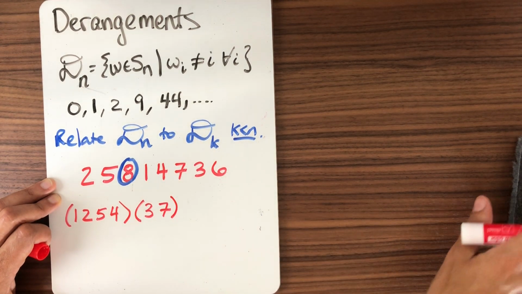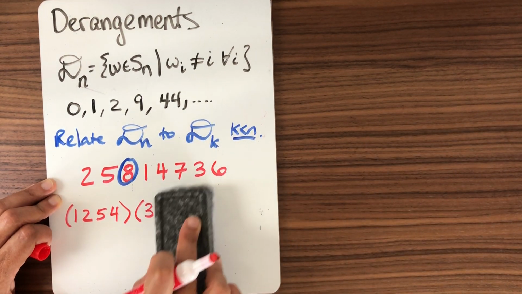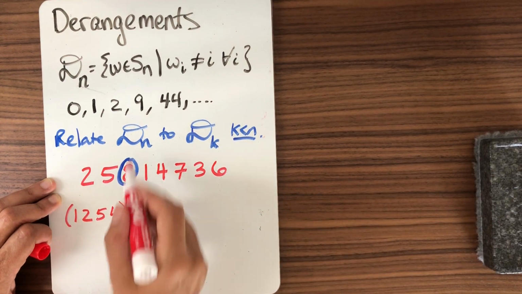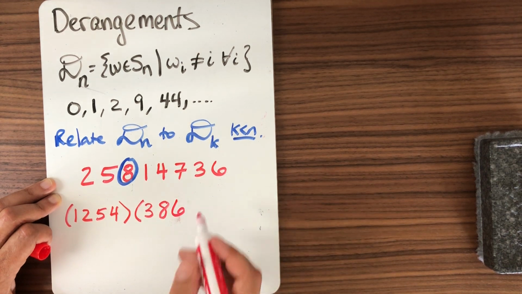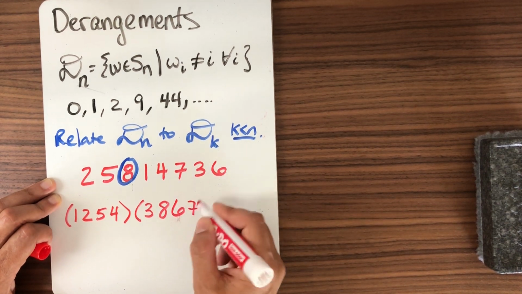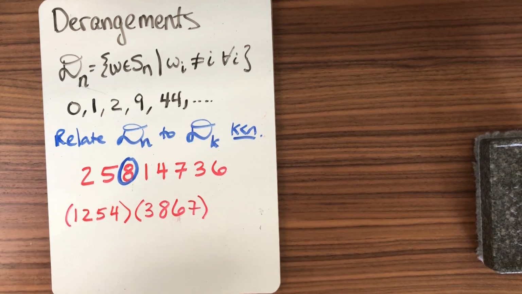3 goes to 8. That's much more like it. 8 goes to 6. Where does 6 go? 6 goes to 7, and 7 goes to 3. That seems much more doable. Okay, so this is a derangement because there's no fixed point.